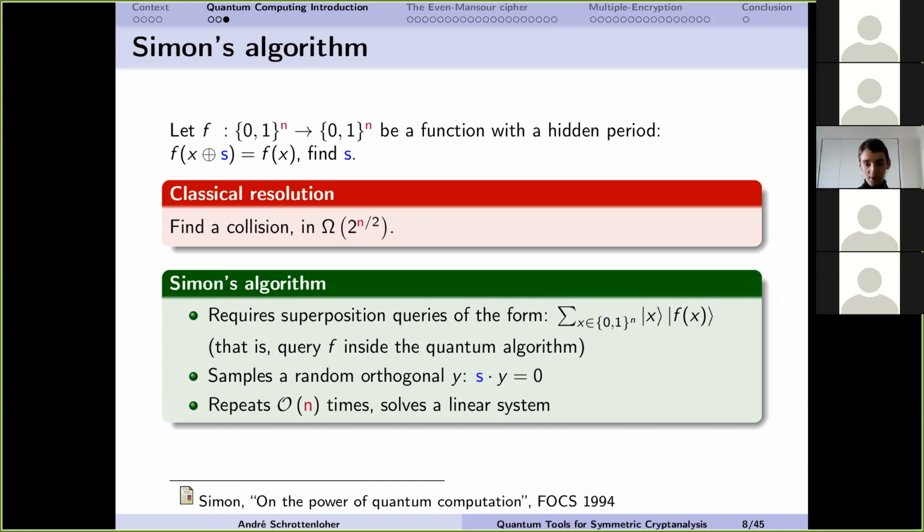If we're able to produce such states, which we can do if we have access to f as a quantum black box, then we can sample random orthogonal vectors to the period. And if we're able to do that, then basically we have the period because we can solve a linear system. So we only need a single query of this form to sample an orthogonal vector to s. And we repeat this expected n times, and that's it. So we have a polynomial time algorithm to solve this problem.